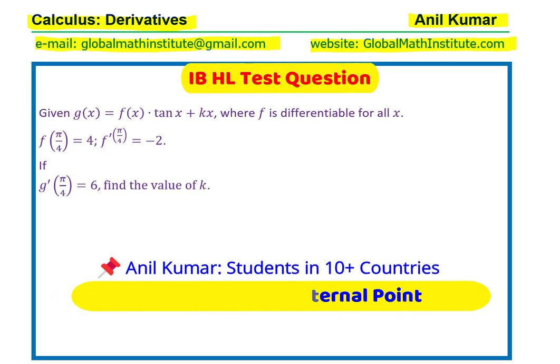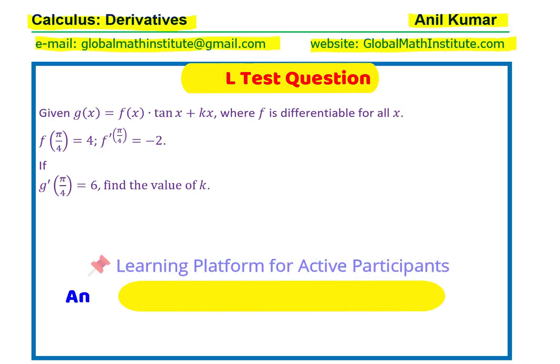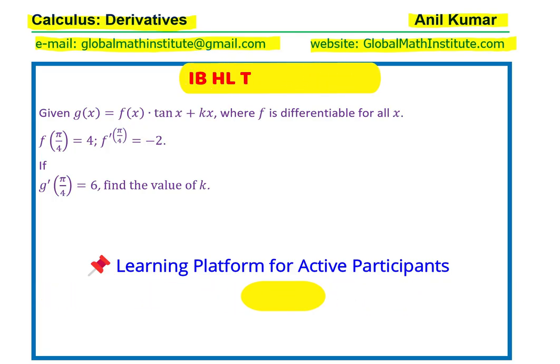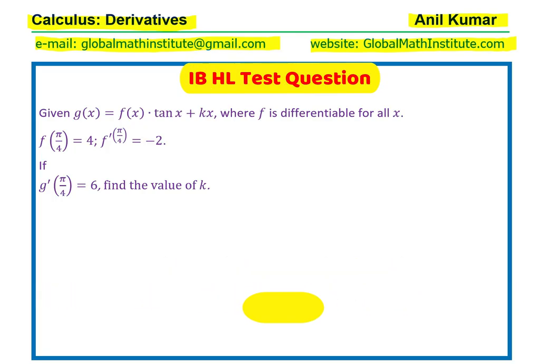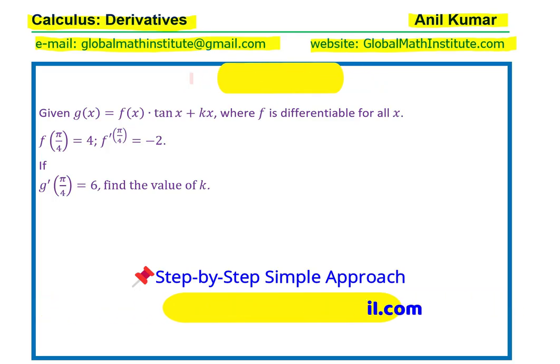The question here is shared by one of my students. Given g of x equals f of x times tan x plus kx, where f is differentiable for all x, and we are also given f of pi by 4 is 4, f prime of pi by 4 is minus 2, and if g prime of pi by 4 is 6, find the value of k.